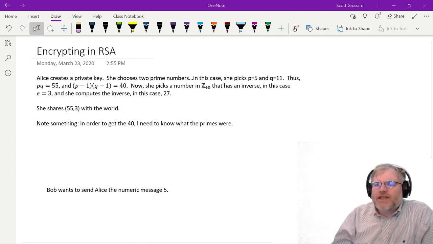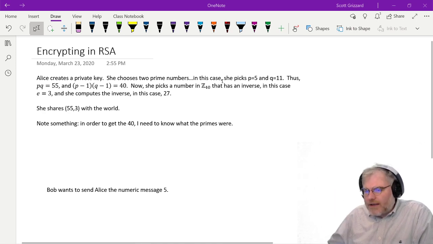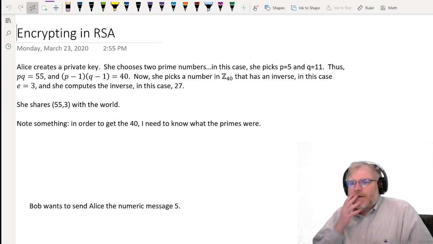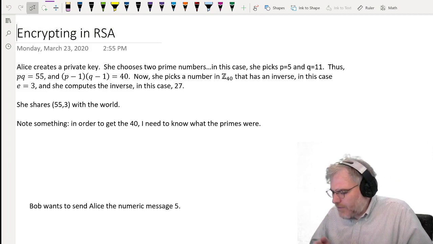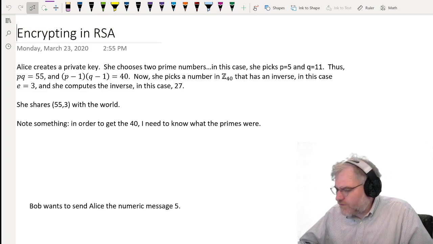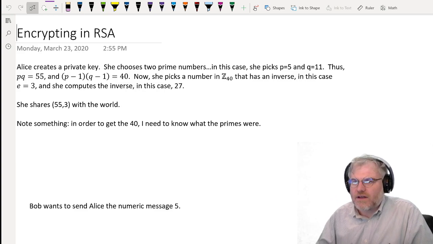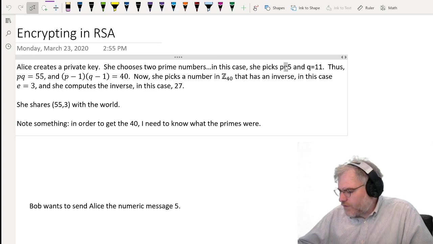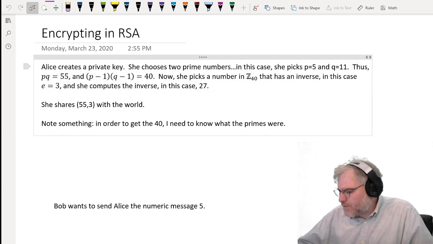So what she does is she computes these numbers. Let's go back to the board. Okay, so she computes these two numbers. She picks P equals 5 and Q equals 11. How do we feel about what she's picking here? P equals 5, Q equals 11, these are two prime numbers. They happen to be small here.